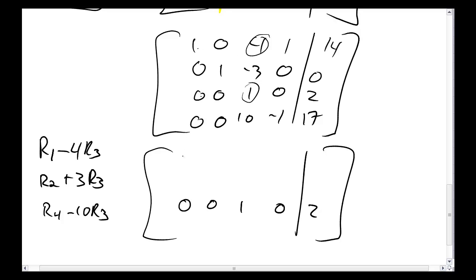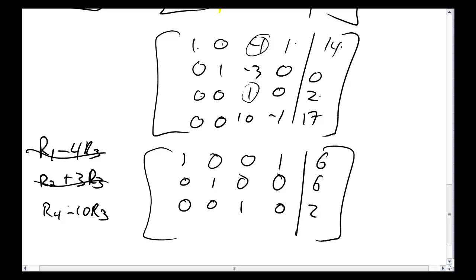1 minus 0 leaves me with a 1. 0 minus 0 leaves me with a 0. Negative 1 plus 1 leaves me with a 0. 1 plus 0 leaves me with a 1. And 14 minus 8 leaves me with 6. Done with that. Row 2. 0 minus 0 gives me 0. 1 minus 0 gives me 1. Negative 3 plus 3 gives me 0. 0 plus 3 times 0 gives me 0. And 0 plus 3 times 2 leaves me with 6.